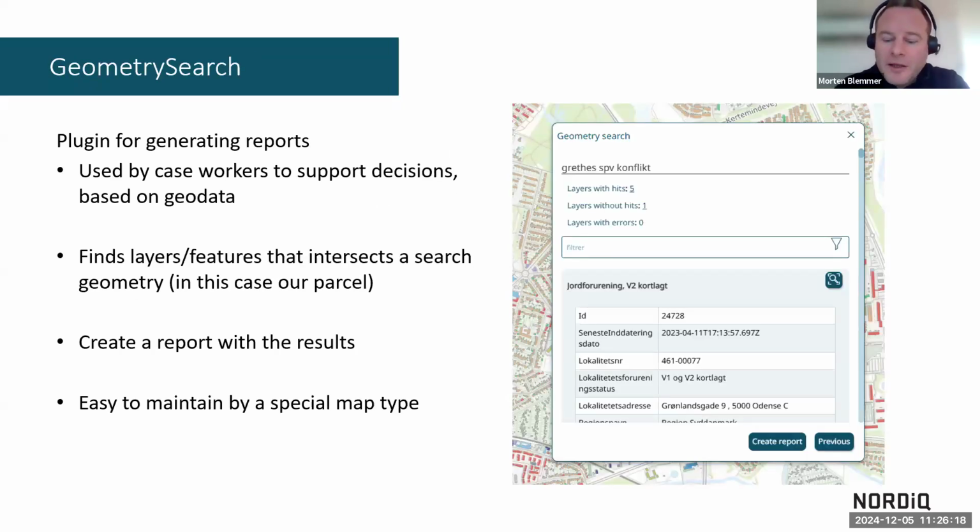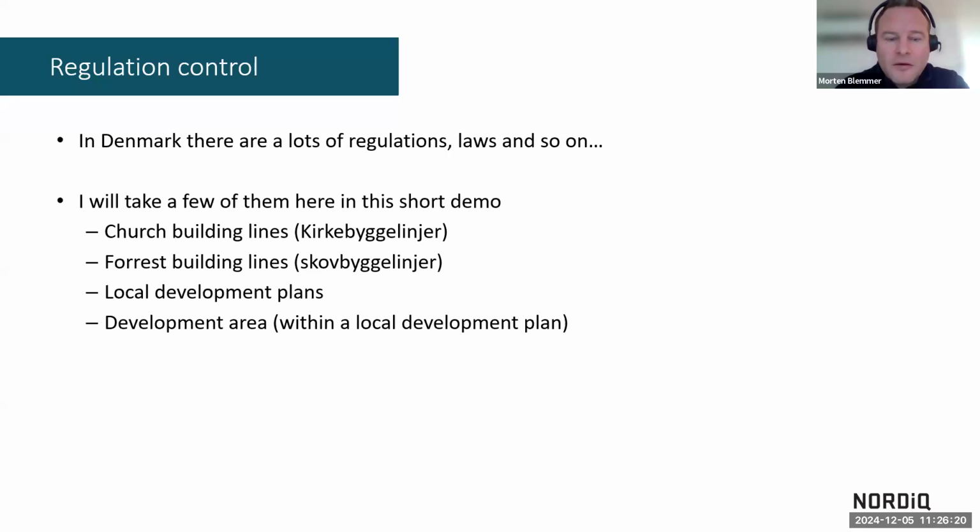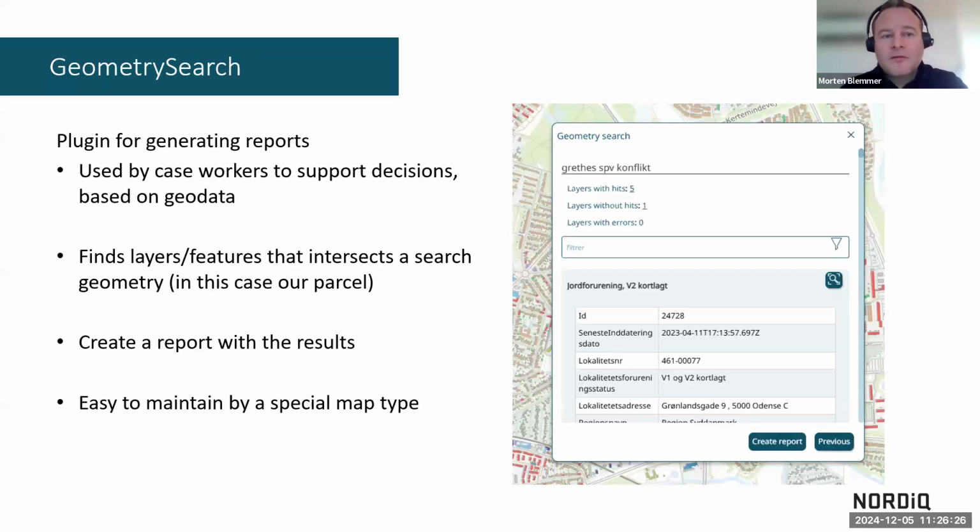So for finding out if there's any conflict or if there are any regulations here that we meet, we have created a tool called Geometry Search. What it does is it's used by the caseworkers to support the decision. So it intersects with layers using a search geometry. And lastly, you can create a report with the result. And it's pretty easy to maintain this tool and add new layers because it's just a special map type.